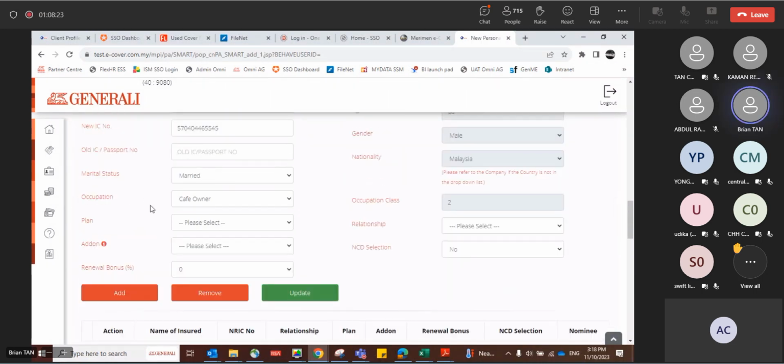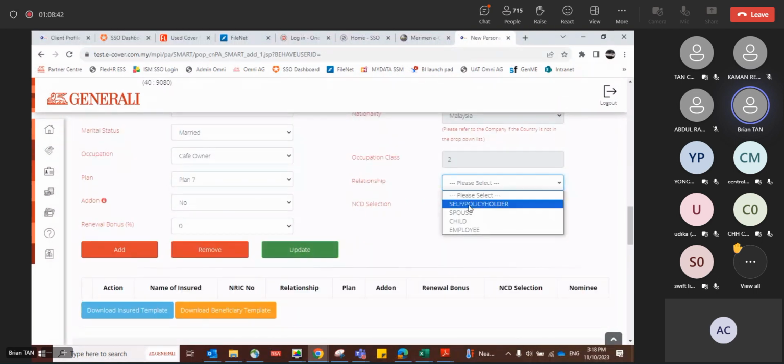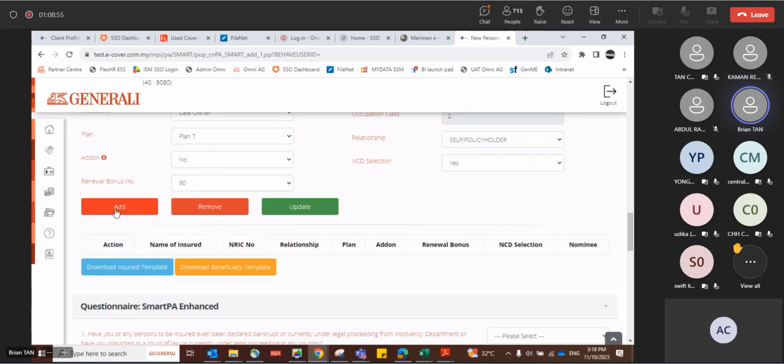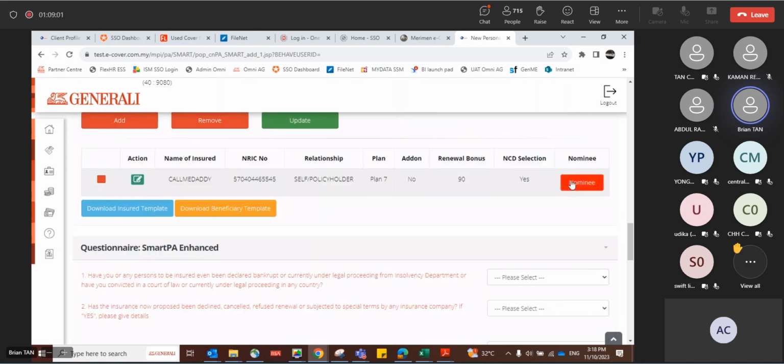Here you choose the plan you want. Let's say the highest one is plan 7, which is 1 million. The add-on is temporary total disablement, yes or no? If no, then no. Relationship yourself. Maybe you choose yes for this, a no claim discount. This is renewal bonus. You go based on the renewal notice you have. Let's say it says 90, then you put 90. Once done, you add it. From here you can add the nominee you want.